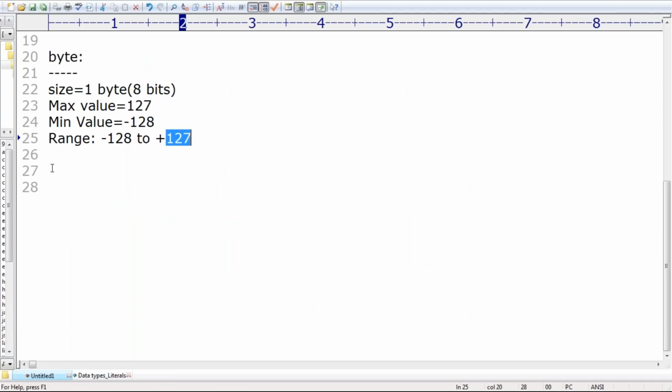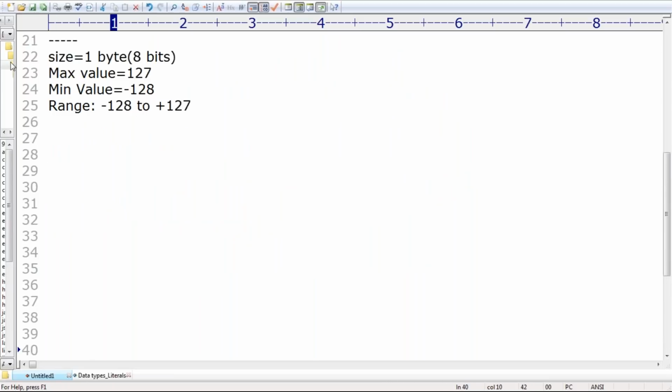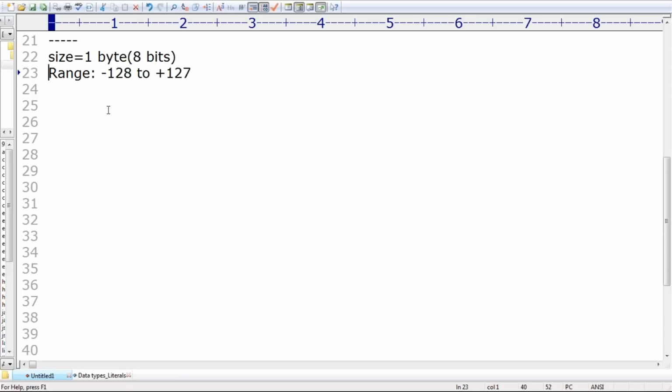So can you please tell me, what is the size of byte? Size is 1 byte. 1 byte means 8 bits. What is the range of byte? Forget about max value and min value. The range is minus 128 to plus 127, right?